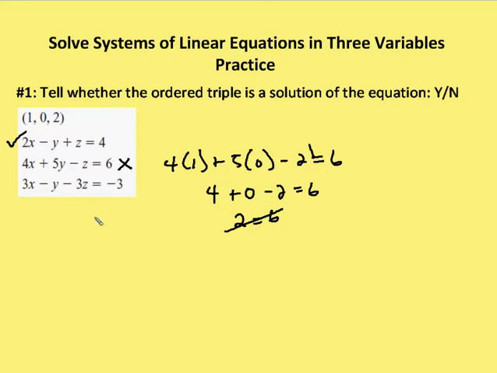We can just test the third equation for fun to see if it works out. Third equation: 3 times 1 minus 0 minus 3 times 2 is equal to negative 3. I have 3 minus 6 is equal to negative 3. That checks out. But since the second equation doesn't check out, the ordered triple does not make the statement true, so unfortunately this ordered triple is not a solution of the system.